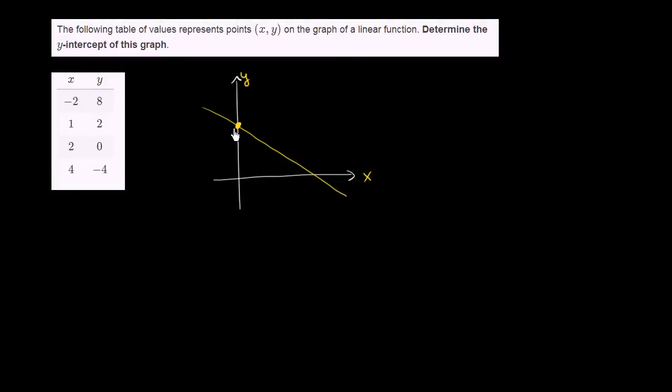Now, what do we know about the y-intercept? Well, at the y-intercept, x is going to be equal to 0. So this is the point 0, comma, something. And when people are talking about what is your y-intercept, they're usually saying, what is the y-coordinate when x equals 0? So we're really trying to figure out what is the y-coordinate when x equals 0.